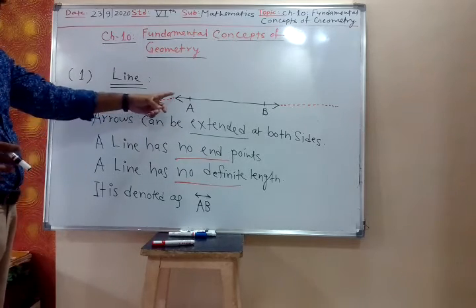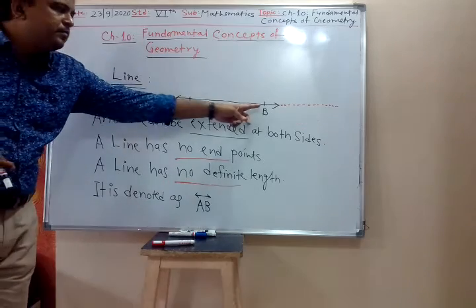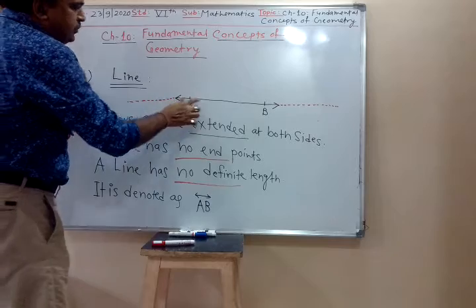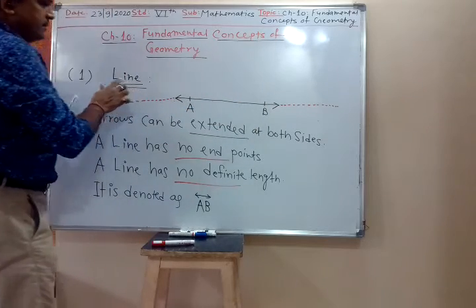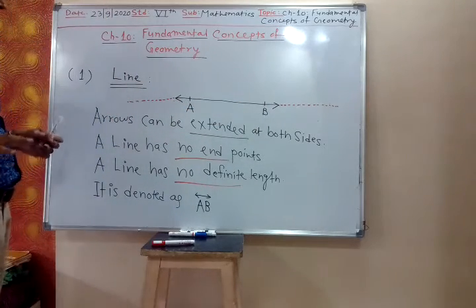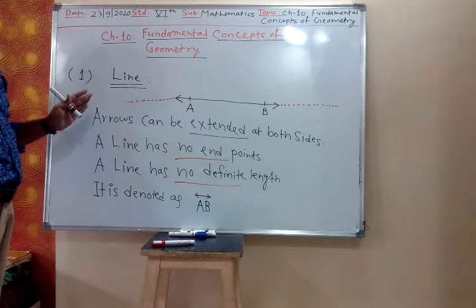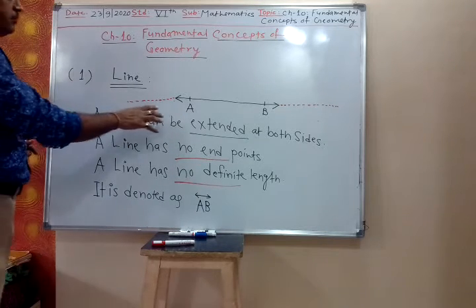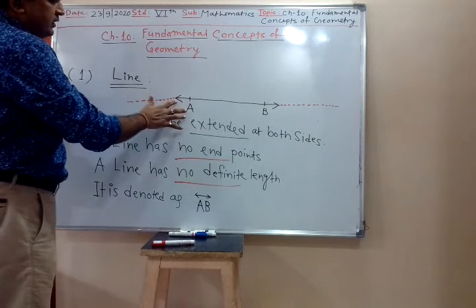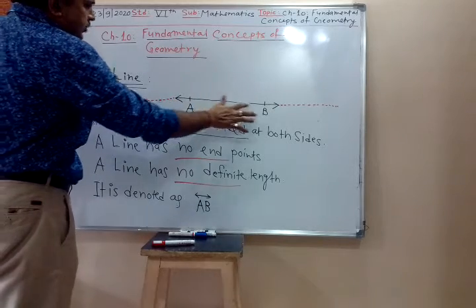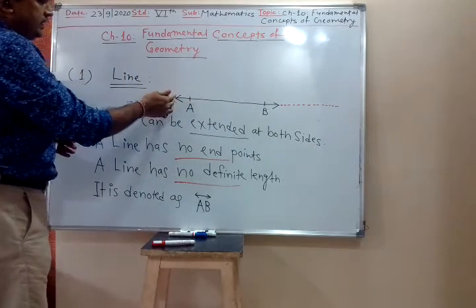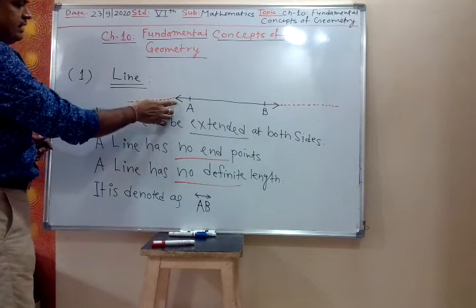A line has an arrow at both the sides. Whenever there is an arrow at both the sides, it means it is a line. You see the board. You don't look at me. See the board. The line has an arrow at both the sides. Arrow means dash means it can be extended.